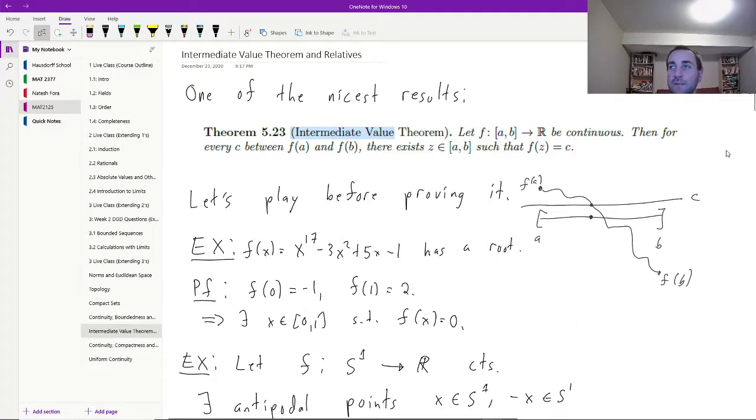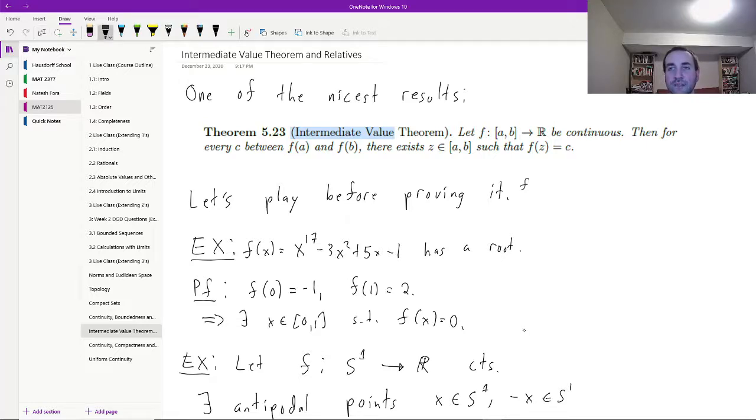All right, I'm going to get around to proving that later in the video, but before I do the proof, let's play with it a little bit. So the first thing that you can use the intermediate value theorem for is to prove that equations have roots, have solutions. So let's do that in a very concrete situation.